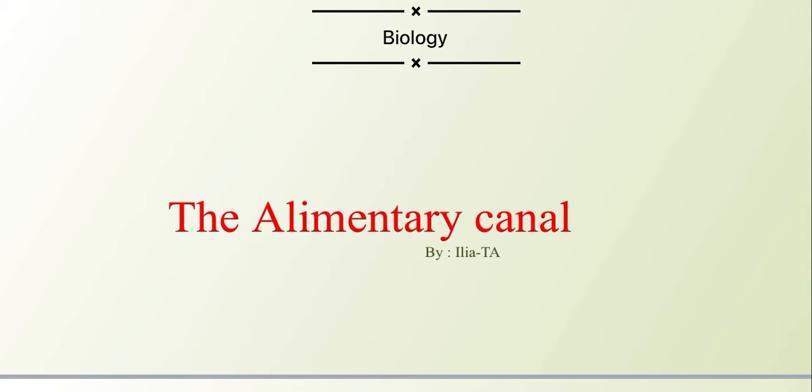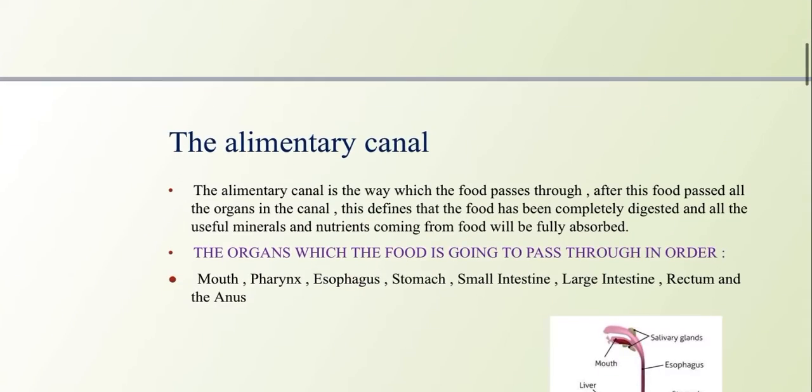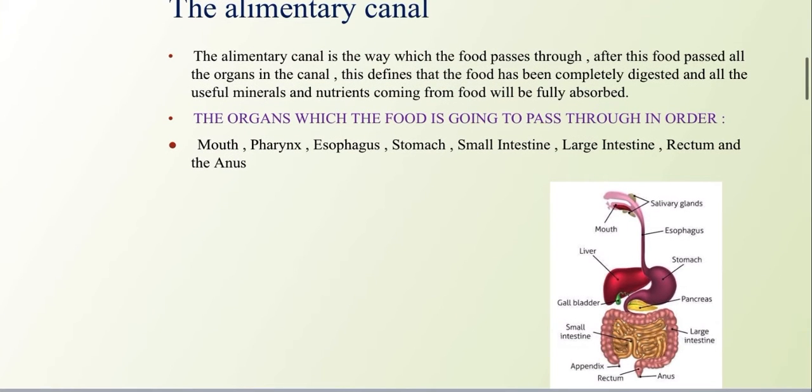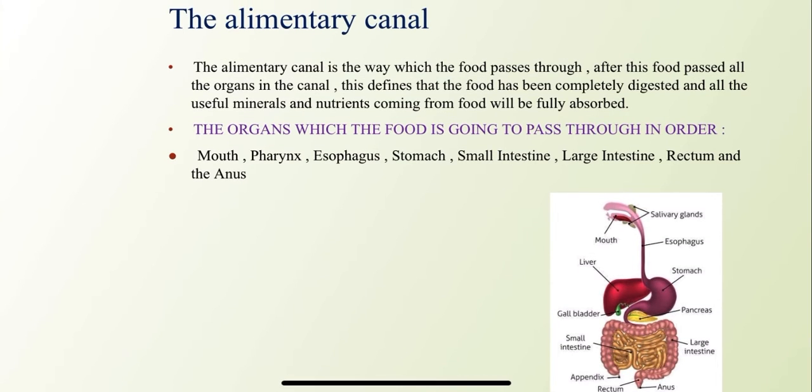So today, guys, we are going to talk about the alimentary canal related to biology. So, what is the alimentary canal? The alimentary canal is the way which the food passes through. After the food has passed all the organs in the canal, this means that the food has been fully and completely digested, and all the useful minerals and nutrients from the food will be fully absorbed by different types of tissues.